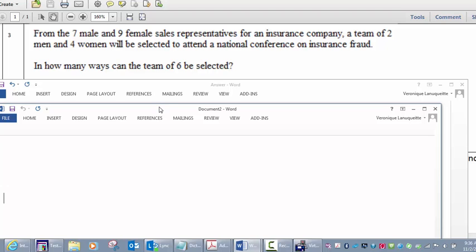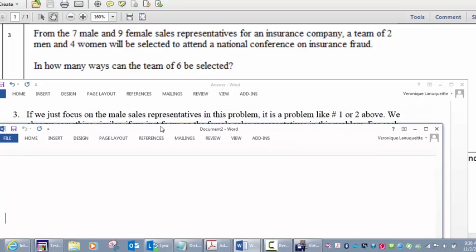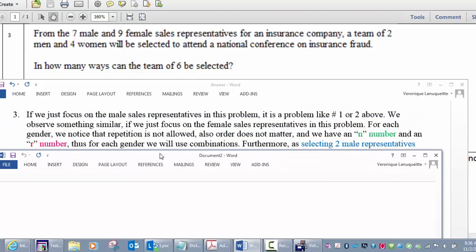So let's take a look at what's happening here. What I'm suggesting is the following. If you were to just focus on the males, you have 7 male representatives who are available and only 2 of them are going to a conference, okay? So what I'm saying is the following.